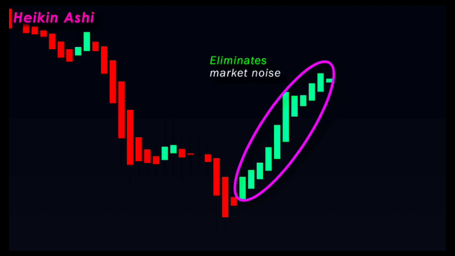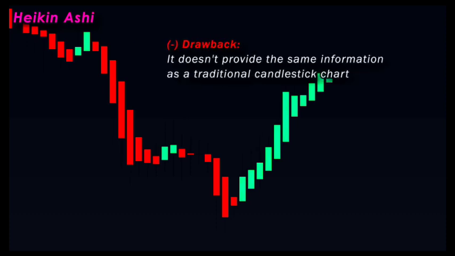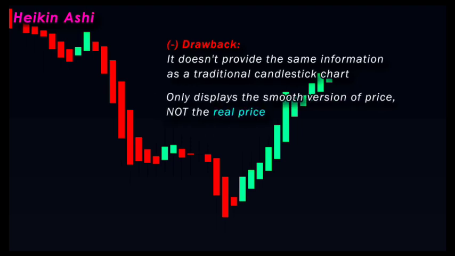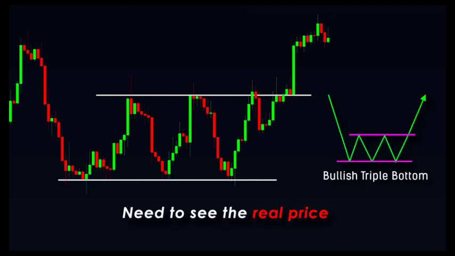However, as with any technical indicator, the Heiken Ashi has a couple of drawbacks, and one of the main drawbacks is that it doesn't provide the same information as a traditional candlestick chart. The reason is that the indicator only displays the smoothed out version of the price, not the real price. And this may restrict a trader's ability to perform certain types of analysis, such as identifying chart patterns or finding key support and resistance levels, because we would need to see the real price in order to do that.